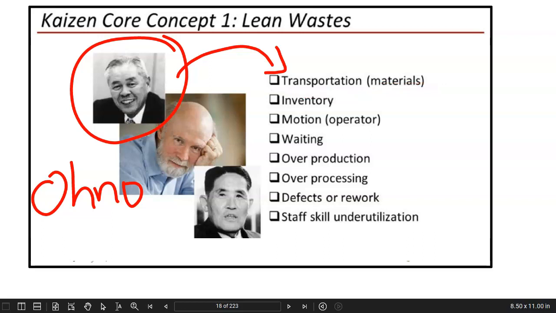It's very similar to motion waste. Motion waste is about the excess movement of the operator. Think ergonomic issues, think excessive bends, not using gravity-fed systems. Those are examples of operator motion waste.